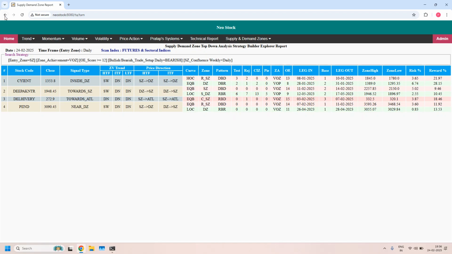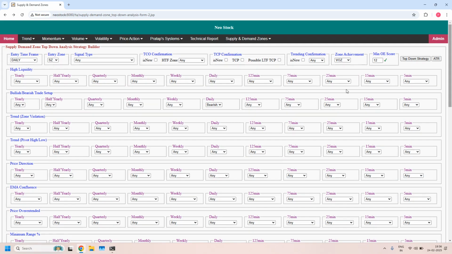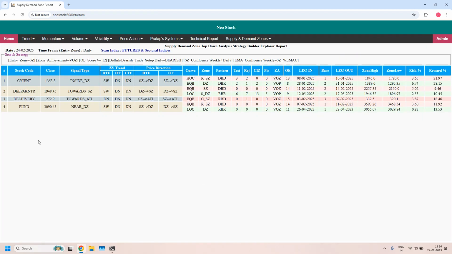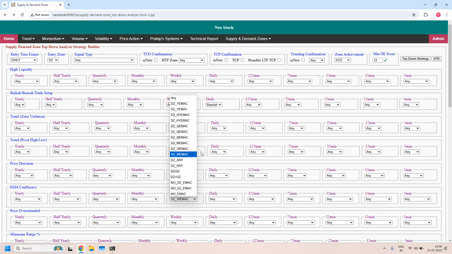Let's verify weekly supply zone having weekly EMA confluence. In the weekly, I am checking weekly supply zone having weekly EMA confluence. All 4 stocks are filtered. That means all these 4 stocks are high probability trade setup supported stocks based on LTF and ITF supply zone confluence and EMA confluence. Next, we will look into LTF, ITF, HTF supply zone confluence and then EMA confluence, HTF, EMA. So remove EMA filter.